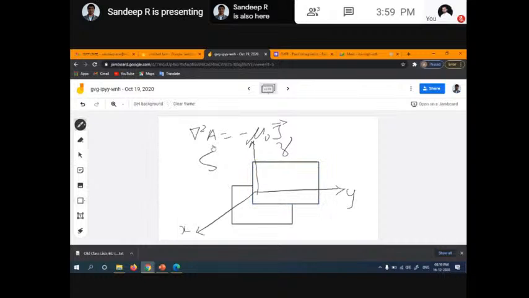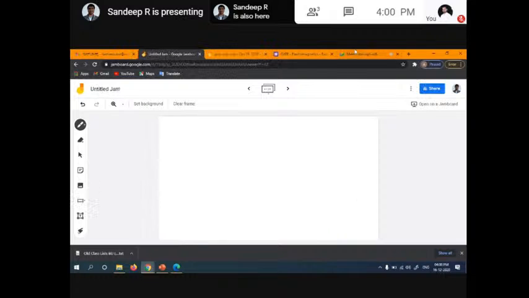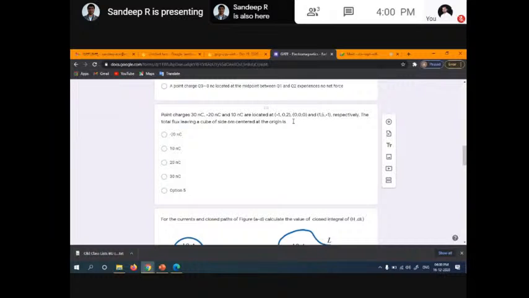Okay, so we try to join. I think I should have written this first and then later that. Okay, let me try to do this. Okay, I think now it will be right. Let me assume that it is in the center. And what is the dimensions of the cube? The dimensions of the cube is 6 meters, right? So it is 6 meters.